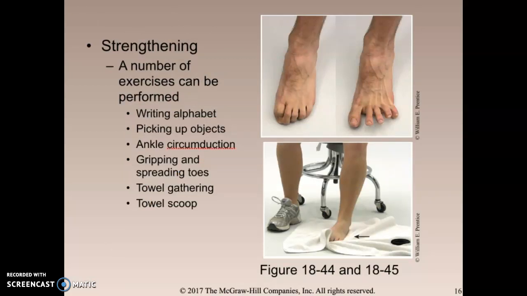Okay, when we get to strengthening, a lot of the exercises that we use for strengthening the foot, we also use for strengthening the ankle. There's a lot of just overlap. So here's a couple of them. You can pretend like you're writing the alphabet with your toes, but that's really an ankle exercise, but it's also going to work the foot. Picking up different objects, ankle circumduction, just going around in circles. You can even put your foot on the ground and roll it around in circles.